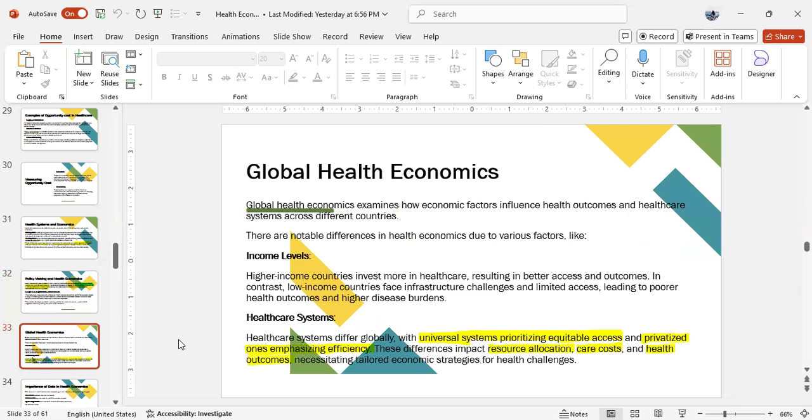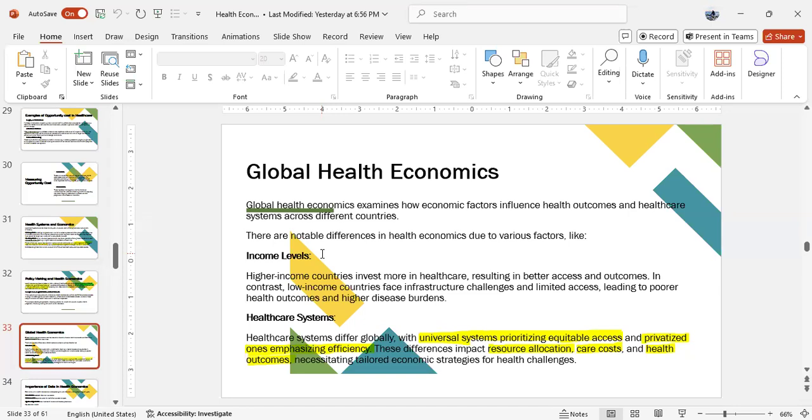Global health economics. Global health economics examines how economic factors influence health outcomes and healthcare systems across different countries. There are notable differences in health economics due to various factors like income levels and healthcare systems. Higher income countries invest more in healthcare, resulting in better access and outcomes. In contrast, low income countries face infrastructure challenges and limited access, leading to poor health outcomes and higher disease burdens.